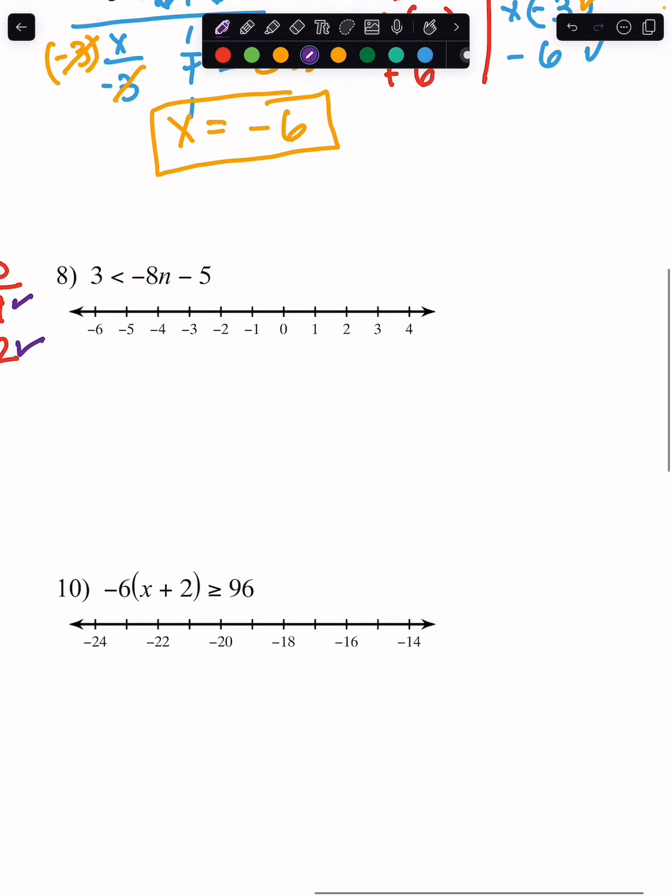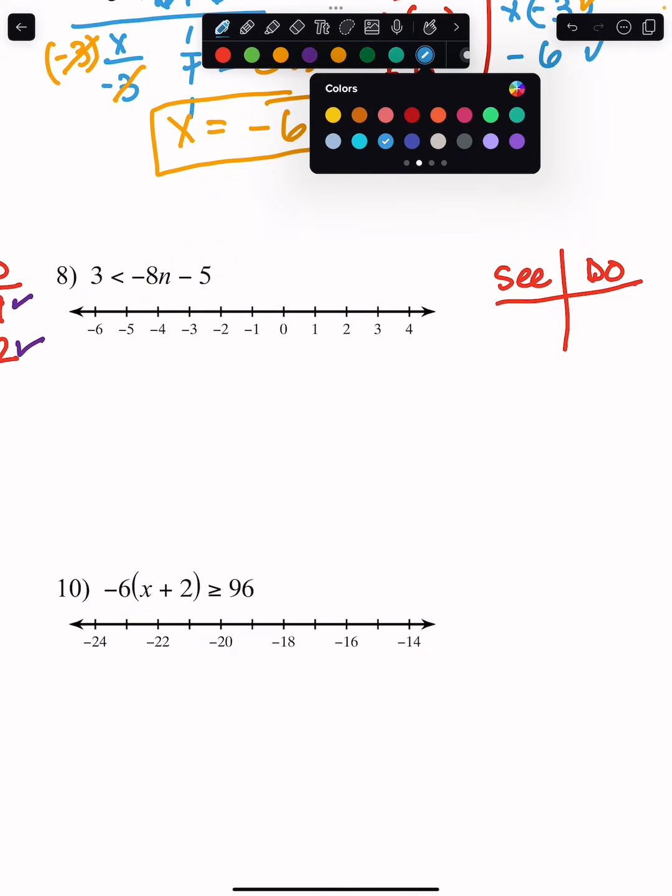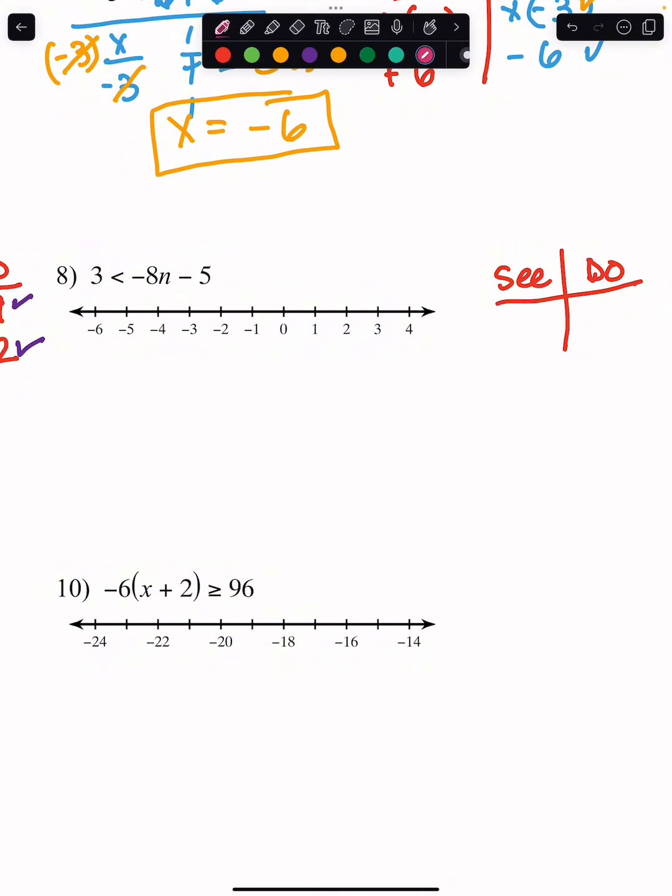See and do. The first thing that sticks out to me is the fact that my variable and stuff is all on the wrong side. So I'm going to flip it now. -8n minus 5. And then since this faced the 8n, I'm going to go ahead and face it that way. And then I'm going to put the 3.